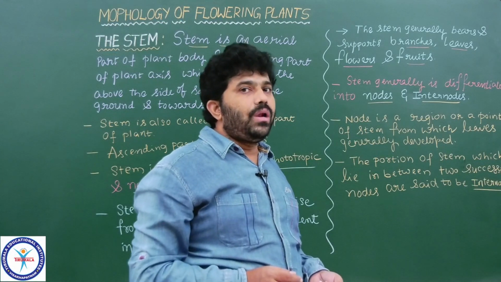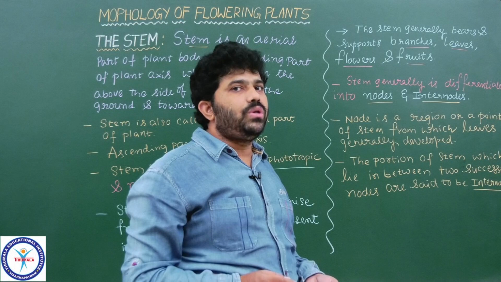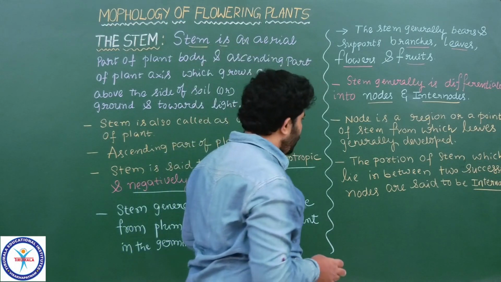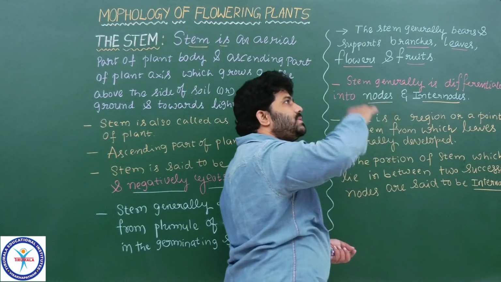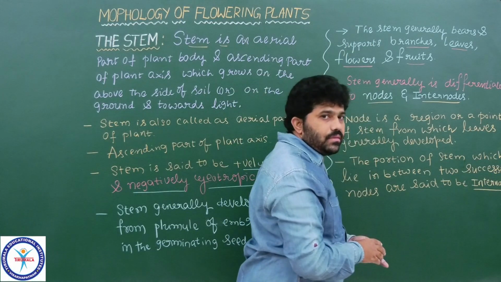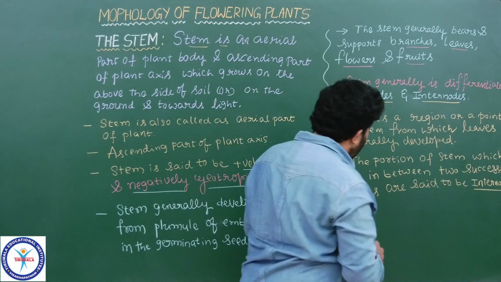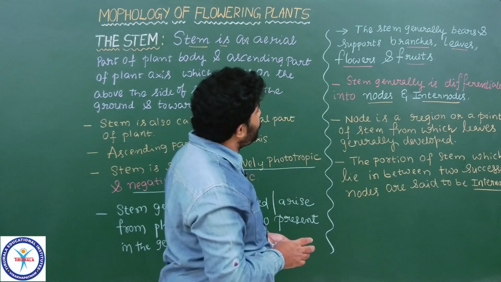Understand? The nodal portions which mature first are at the base of the stem. So as the stem continuously increases, the nodes formation also increases, and the number of nodes automatically increases. Now you got the point. So this is the information about node and internode.